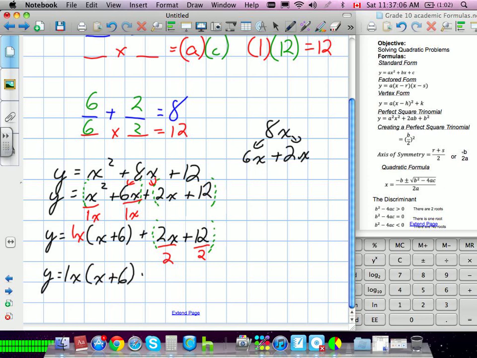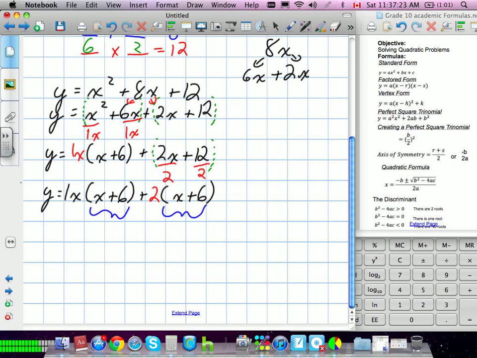Now this is a very important part. The goal was to make two sets of brackets that are the same. When we have two sets of the brackets the same, we can pull those out together. So in other words, what happens now is one of the brackets is going to say x plus 6. We're jumping into our factored form. The other bracket is going to be the two common terms, 1x plus 2, or just x plus 2.